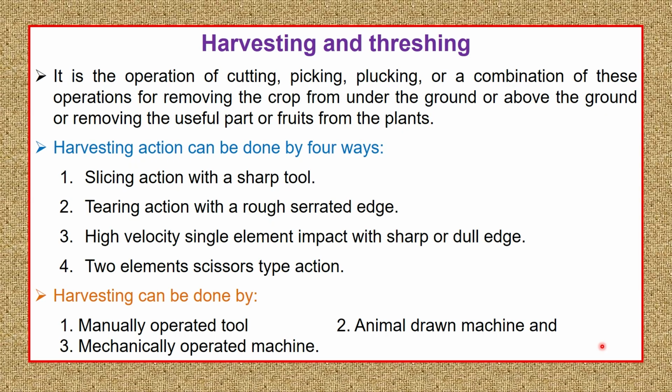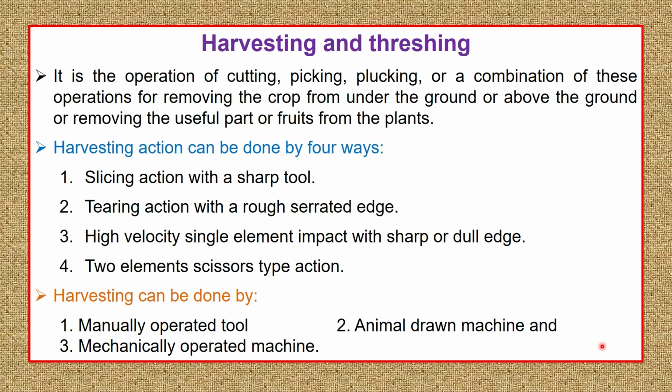So whatever equipment or machines you use to harvest the crop, they may use any one of these four actions. Slicing action: whenever you use a sickle where the cutting edge is a plain cutting edge, that sickle will experience the slicing action. Whereas the same sickle having a serrated cutting edge instead of a sharp cutting edge will experience the tearing action rather than slicing action.